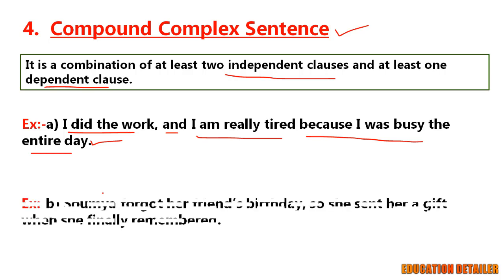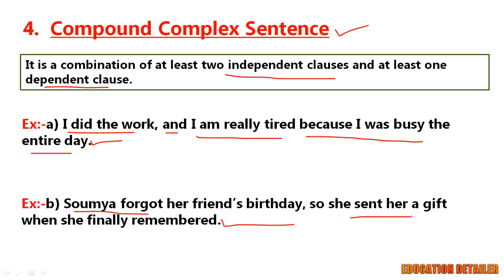In the same way, the next example, Soumya forgot her friend's birthday, so she sent her a gift when she finally remembered. This sentence is also a compound complex sentence because it is a combination of two independent clauses and one dependent clause.